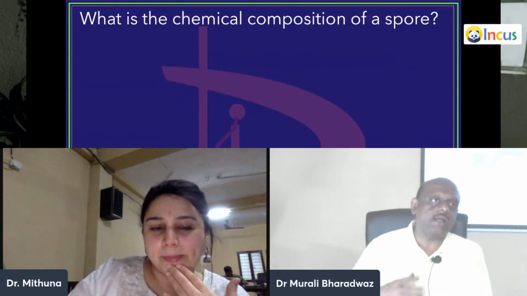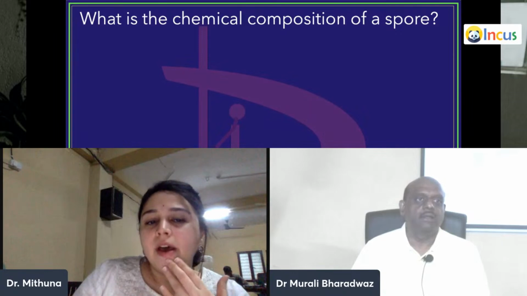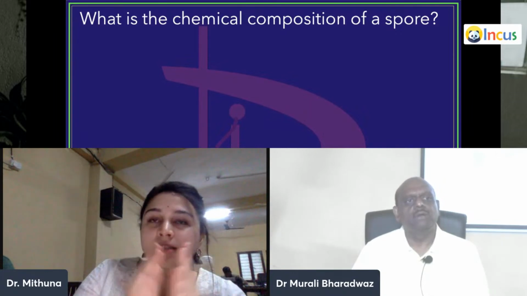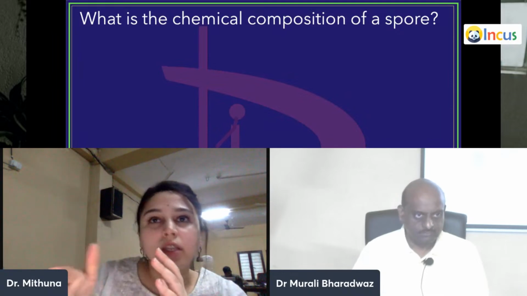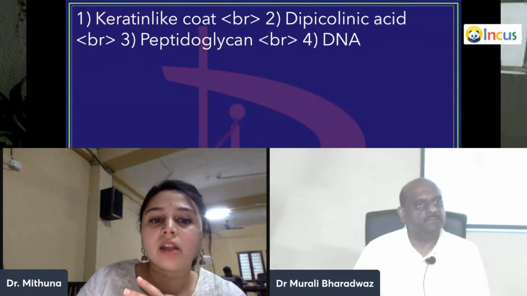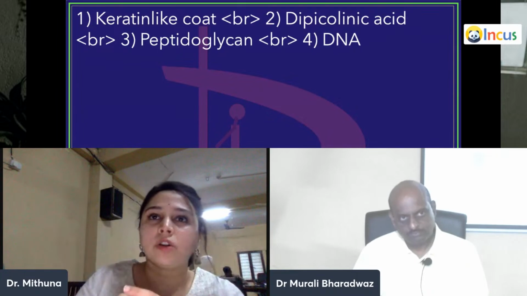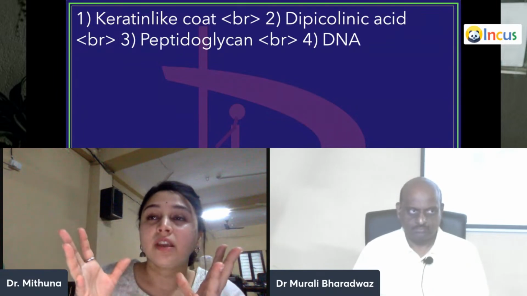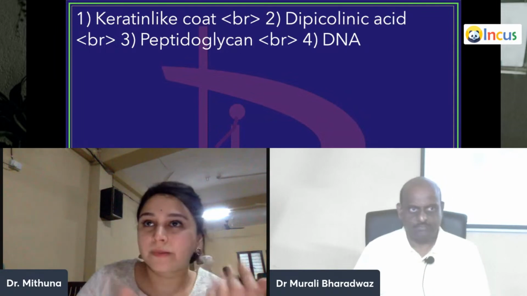What is the chemical composition of the spore? If inside you have DNA, sir, between the DNA you have this dipicolinic acid, and then the outer coat of it is the peptidoglycan layer, and the last outermost coat is the keratin-like coat, which prevents it. It helps the spore to survive in harsh conditions.